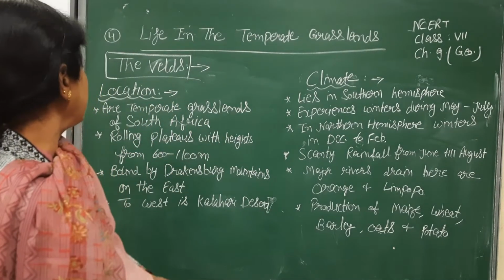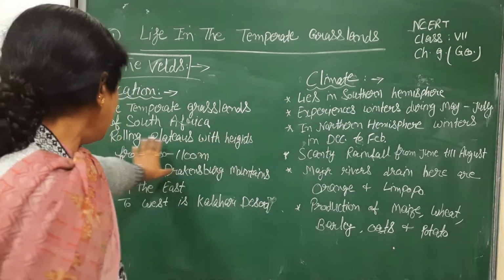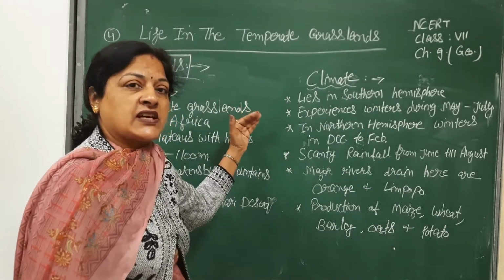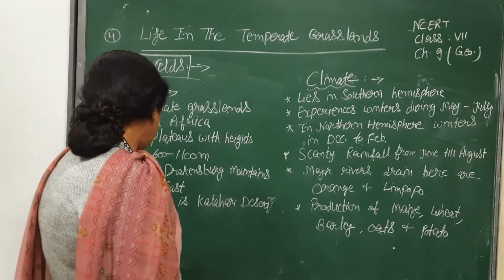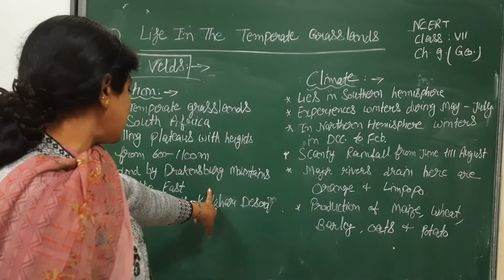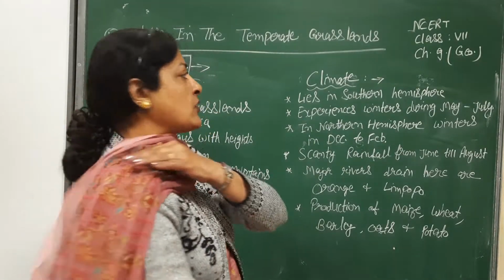About the location we will repeat again. These are the temperate grasslands of South Africa. These are the rolling plateaus with heights from 600 to 1100 meters. They are bound by Drakensberg mountain on the east. To the west there is Kalahari desert. This was about the location.